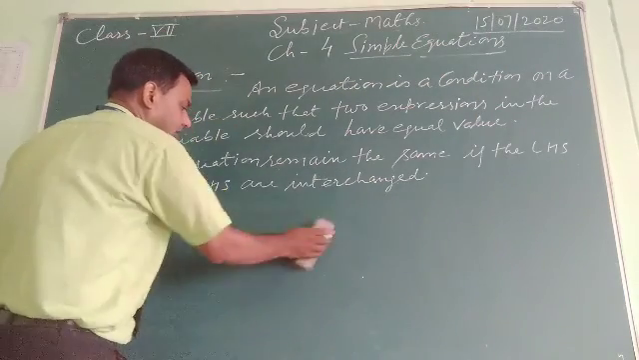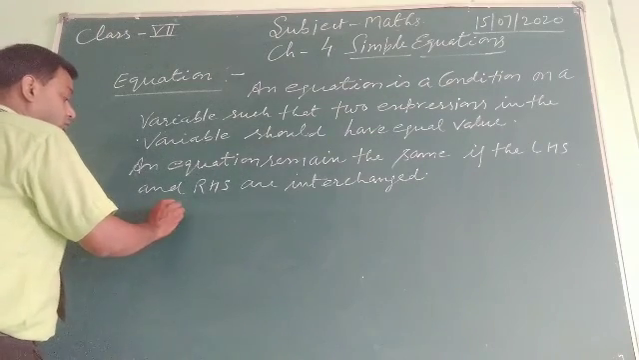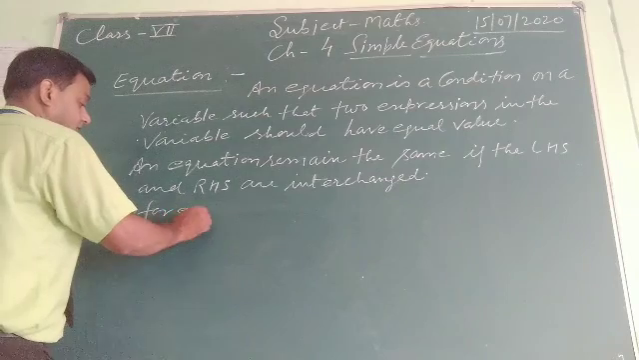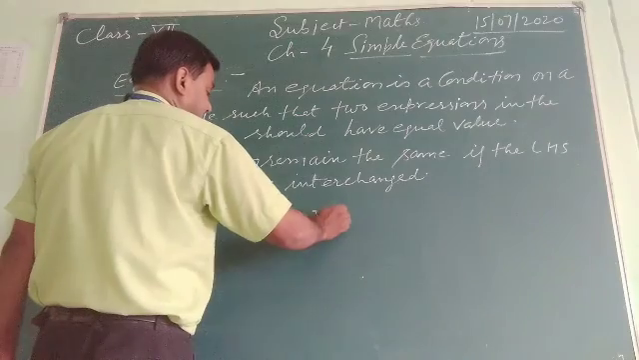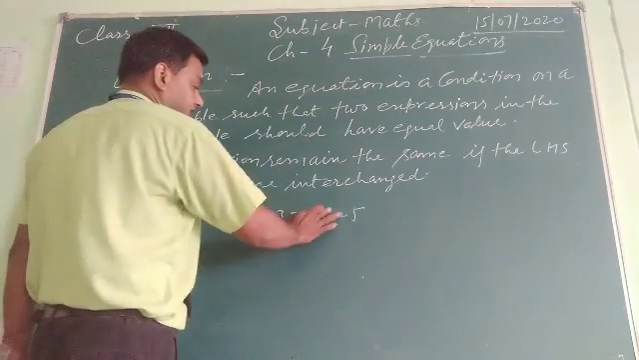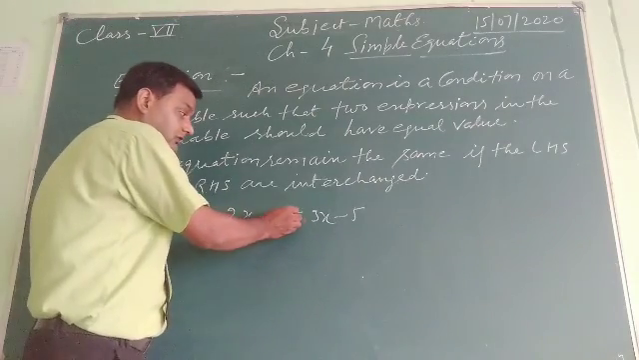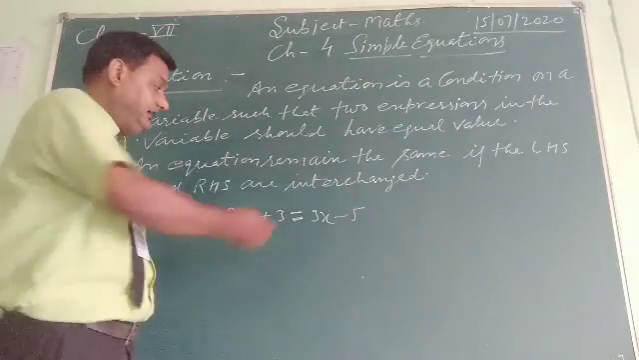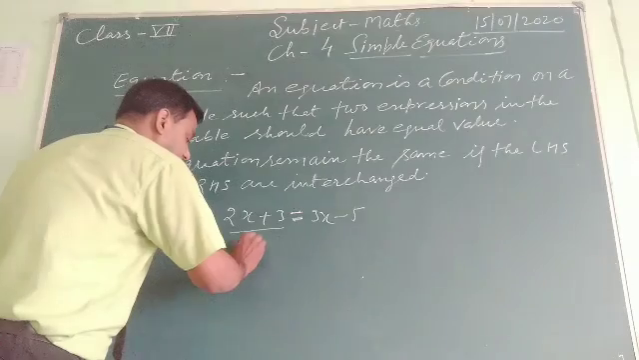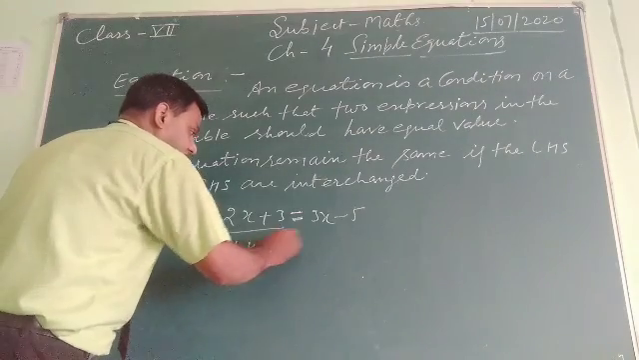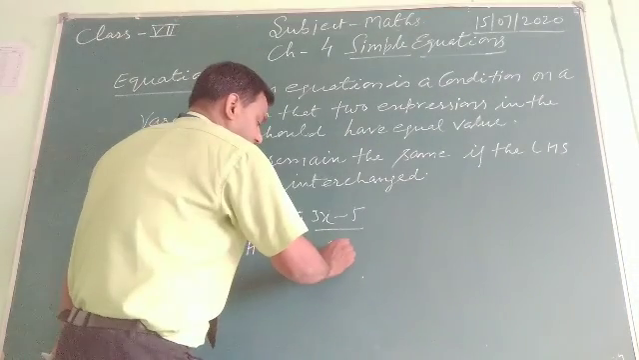Now, I will give one example. For example, 2x plus 3 equal to 3x minus 5. So, it is an equation because there is the sign of equal, and before the equal is the LHS, left hand side, and after the equal is the RHS, right hand side.